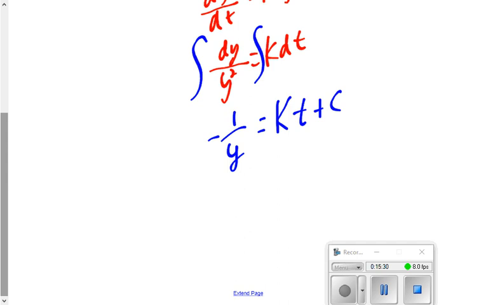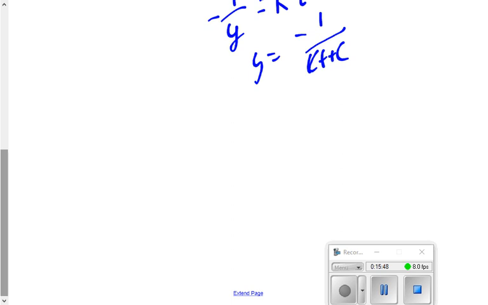And then if I solve for y by multiplying by negative y and then dividing by kt plus c, I would get y equals negative 1 over kt plus c. Hopefully by now you can see that kt plus c is going to be along the lines of C e to the kt, to be somewhere in there.